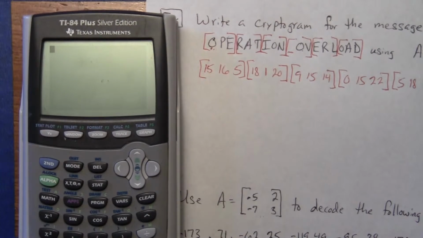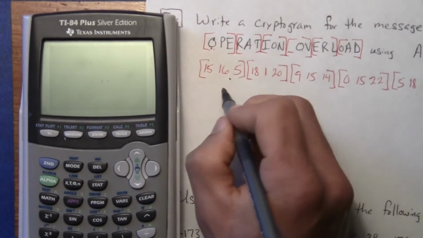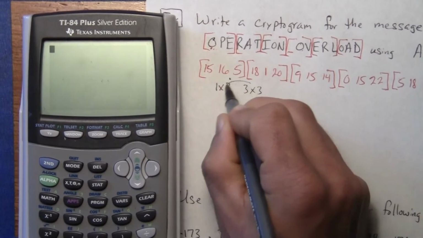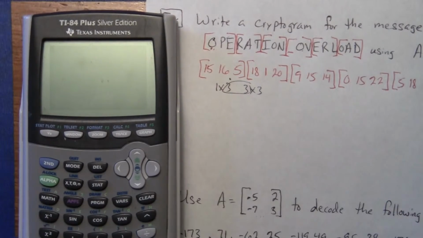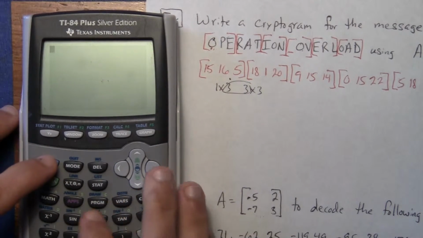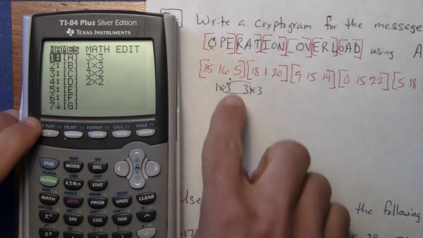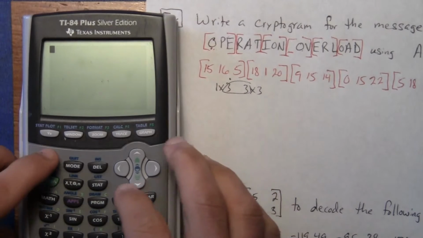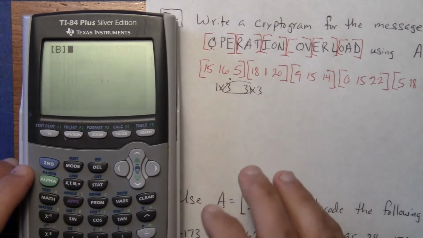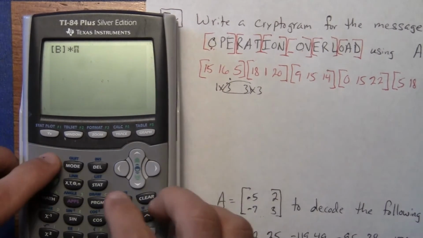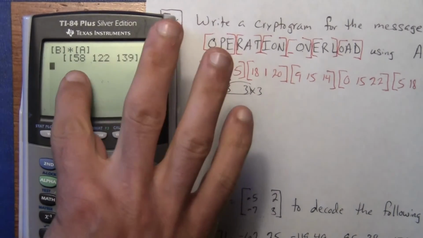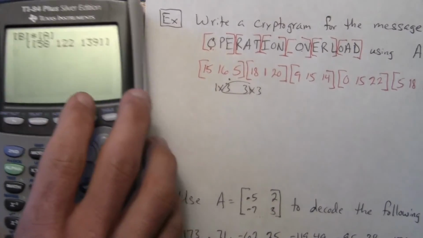Now think about it in terms of multiplying. Why is it this one times that one? This is a 1 by 3. That's a 3 by 3. Remember, the inside numbers have to match. If I try to do that the other way around, it won't work. So go to your matrix category. Pick this one first, which is actually letter B here. So, whoops. Matrix B times matrix A, which is the 3 by 3 matrix. Go ahead and hit enter, and now these numbers are the coded message.